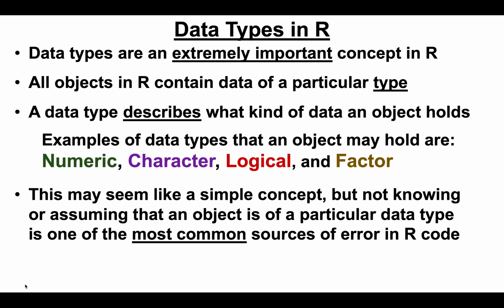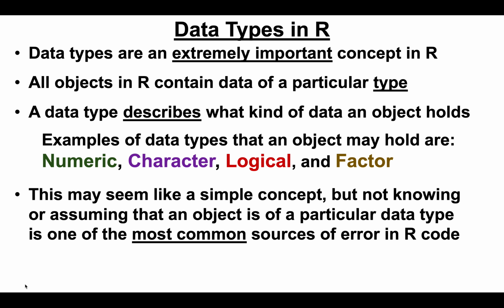Okay, so let's talk about an extremely important concept in R. Hard for me to emphasize how important this topic is, and that is data types. All objects in R are going to contain data of a particular type. A data type is something that describes what kind of data is being contained within an object. Examples of data types that an object may hold in R are numeric, character, logical, and factor.